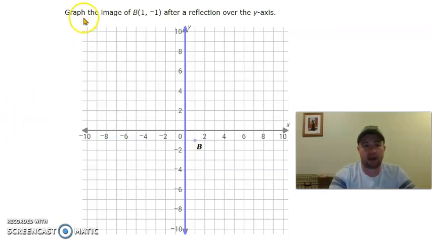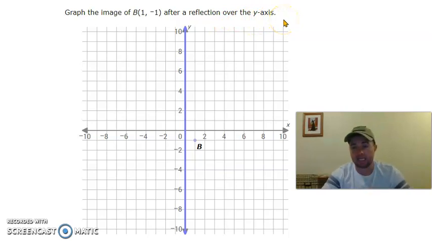It says graph the image of B, which is point 1, -1. Remember, we go X and then Y, after a reflection over the y-axis. Now, they highlighted it for you so you could see. This is the y-axis, the up and down axis. I want you to pretend that this is where your mirror is. And I want you to ask yourself, how far away is B from the mirror? B is 1 block away from the mirror.